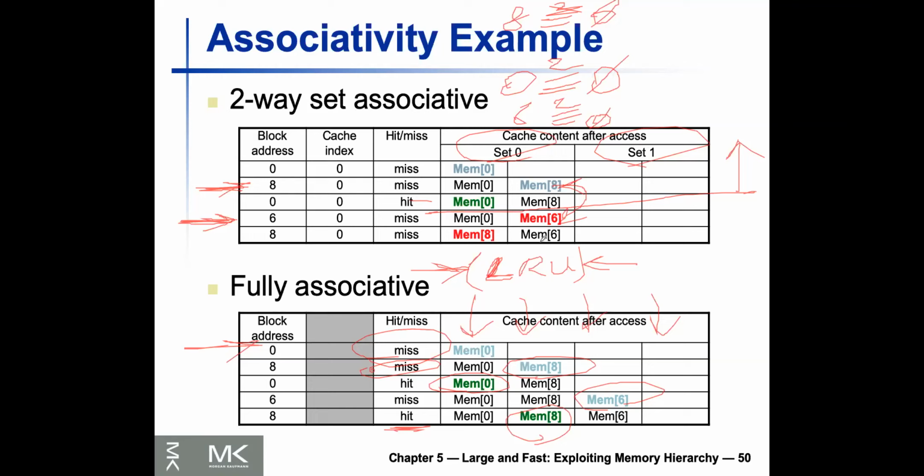Again, when the 8 comes here, we have mem of 6 and mem of 0. Which one to replace? Now comparing 6 and 0, 8 is older. I'm sorry, 0 is older because 6 is just recent. We update it on top of 0. Okay, you got it? Yep, that's right. All right. Any other questions?